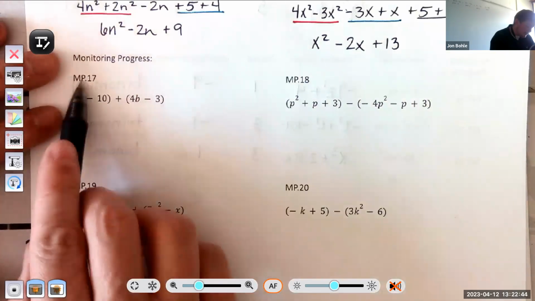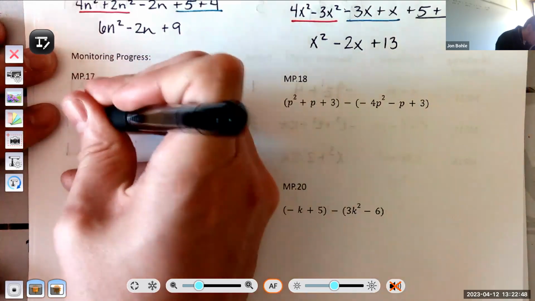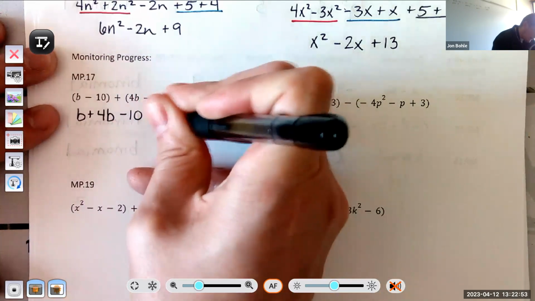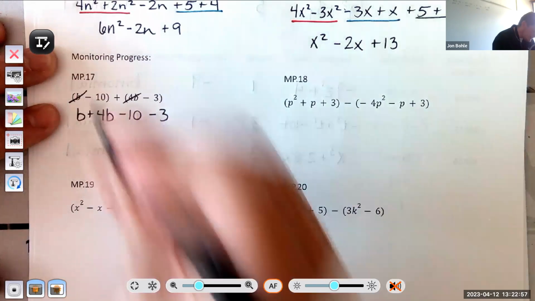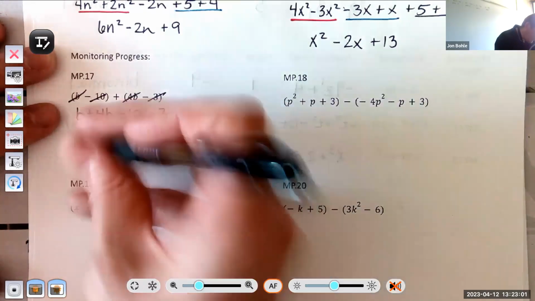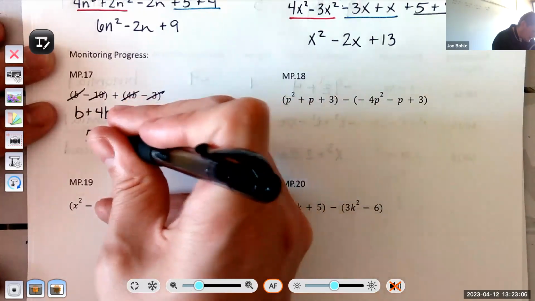Okay, so again, on 17, I'm going to reorganize B's with B's, constants with constants. So my B's are going to go together. And my constants are going to go together. Okay, B plus 4B would be 5B. -10 and -3 is -13.